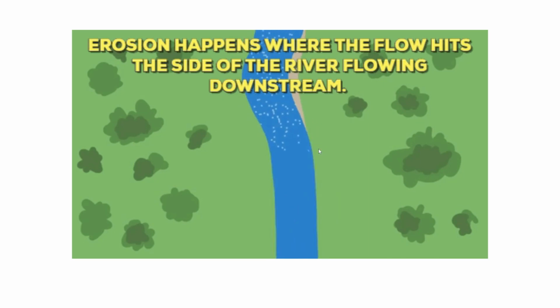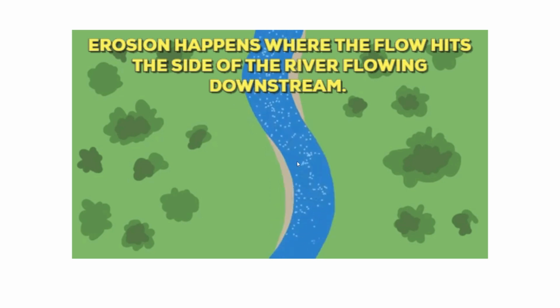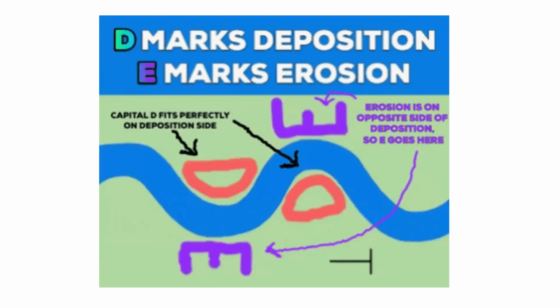So it starts to create a curvy stream called a meander, because of the erosion and deposition going on in the different parts of the stream. So, to remember where deposition and erosion is happening, think of a capital letter D, okay? D marks deposition, where the sediments are being deposited or put down, and E marks erosion, where the sediments are being carried away, okay? So, if you draw a capital D, wherever that capital D fits, just like in this picture, wherever capital D fits perfectly is where my deposition is happening.